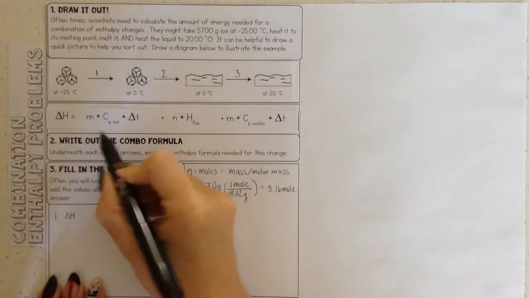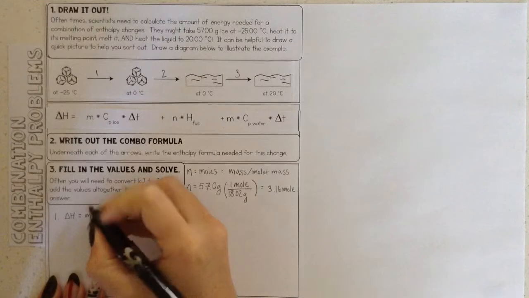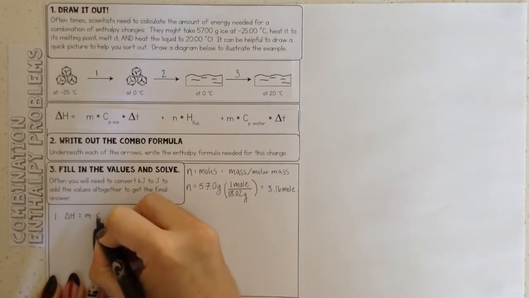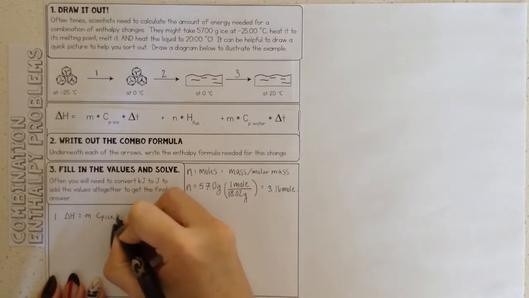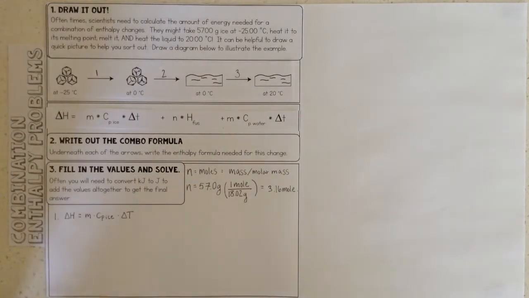So for step one of our heat, you can look at the formula here. That's going to equal the mass of this ice, the heat capacity of our ice, and the change in temperature. Remember, change in temperature is final temperature minus the initial temperature.